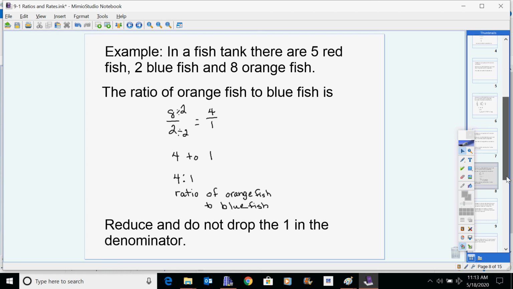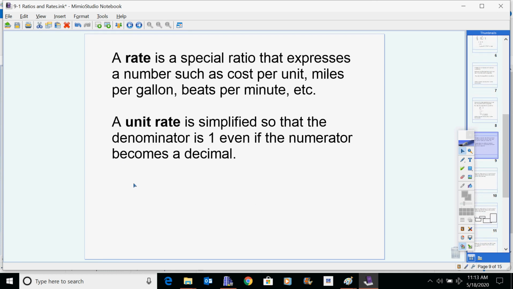Now, that being said, we have a special kind of ratio called a rate. A rate is special in that it compares one type of unit to another. So, for example, a cost per unit. Costs per unit come up very often when you're in the grocery store or any kind of store. You'll see that little tag with the total price, but underneath there'll be some kind of cost per unit price. We'll talk about that in a little bit.